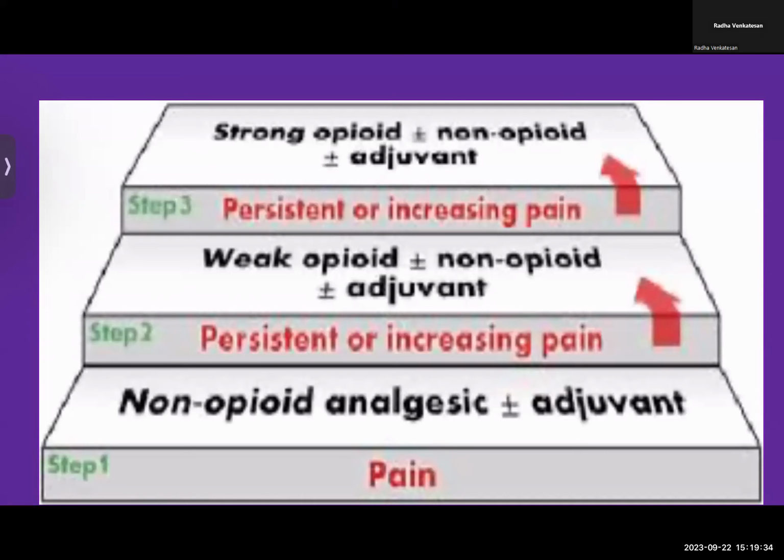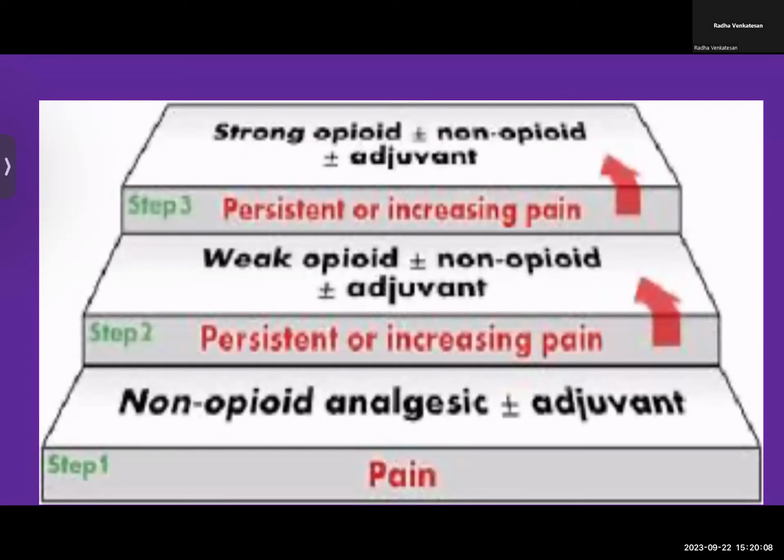You have a look at this. You have to have this in your mind as we go through the whole session today. So you have step 1, in which you have non-opioid analgesics. And in every step, if you see, there is plus or minus adjuvant. Then the next step is step 2, where you have weak opioid, plus or minus non-opioid, plus or minus adjuvant. That is step 1 and step 2 together.